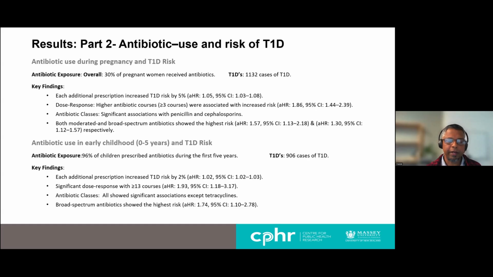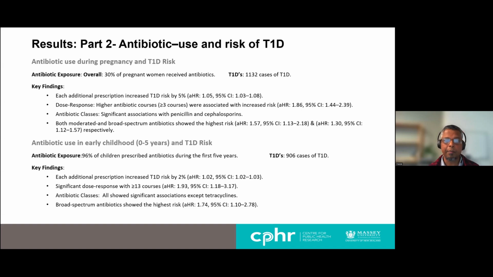Now, going to antibiotic use in the first 5 years of life and risk of type 1 diabetes. As I've mentioned before, we had 96% of children who were exposed to antibiotics, and the number of cases that we found which had type 1 diabetes is 906 cases, and we counted these cases from the 5th birthday onwards. And here we saw that each additional prescription increased the risk by 2%. We can say that it is pretty low, but the confidence interval again is pretty narrow and it is significant. Again, we saw a dose-response relationship.